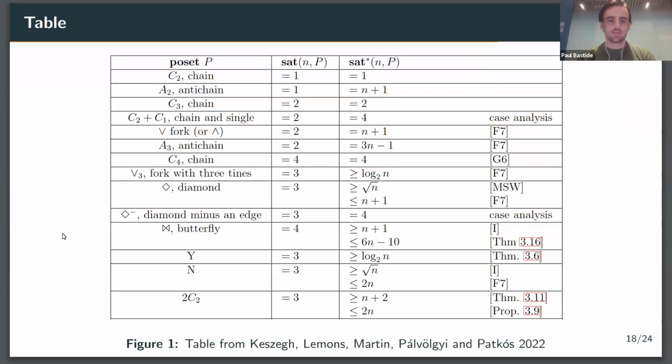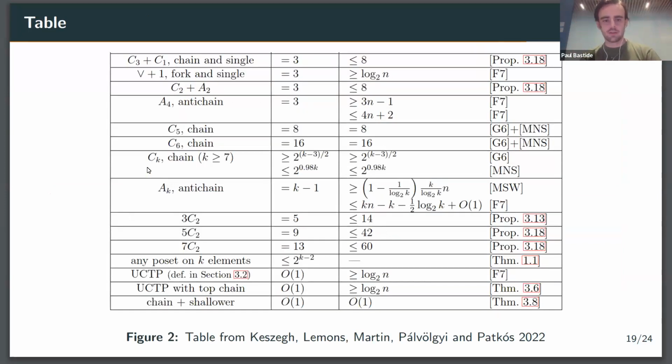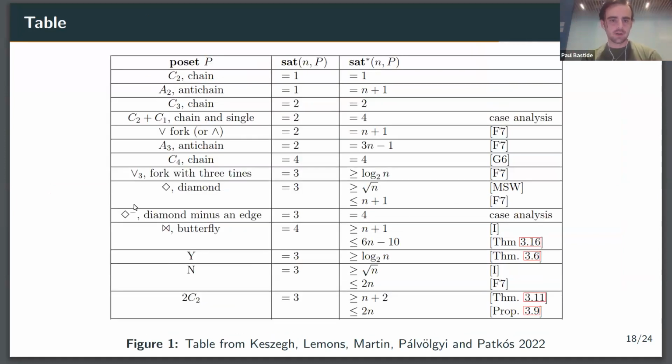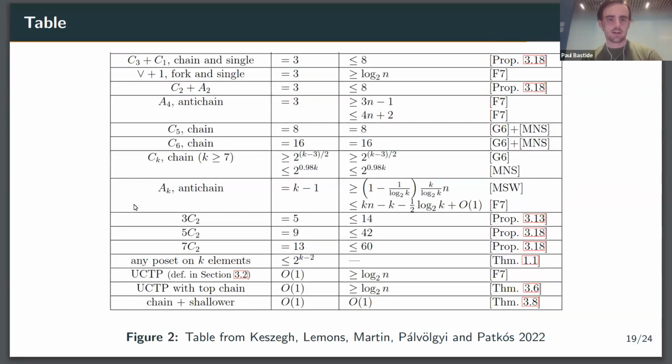Yeah. And this has been studied for a lot of posets, so do not read this slide. Also, it's just to show that there are a lot of posets. On the left, you get the posets that have been studied, and on the right, you get the bounds that have been proven. It's not completely up to date. It's just to show that it has been extensively studied for small posets and some infinite families of posets, which roughly are the chain, the antichain, and some very weird families.